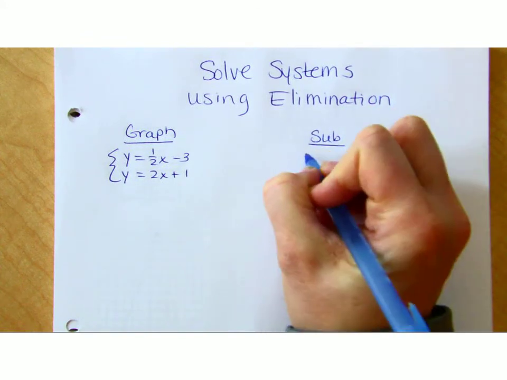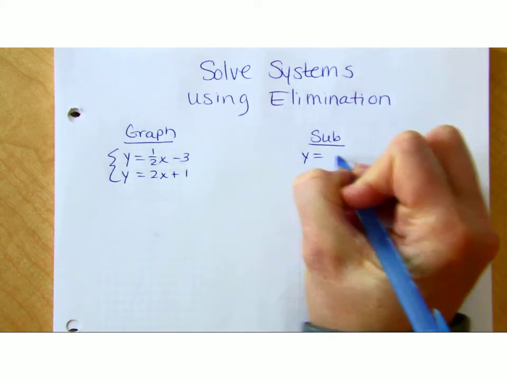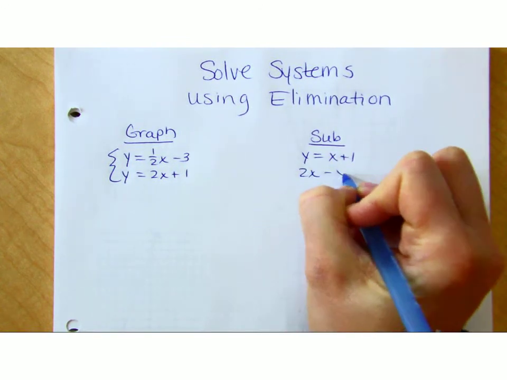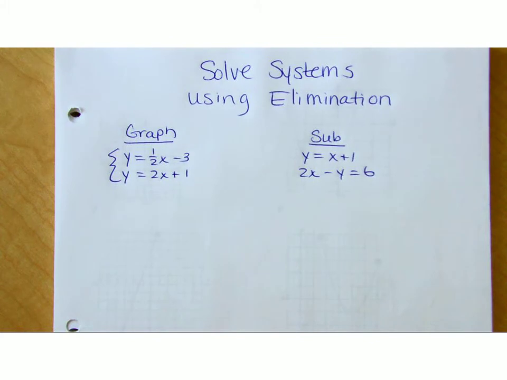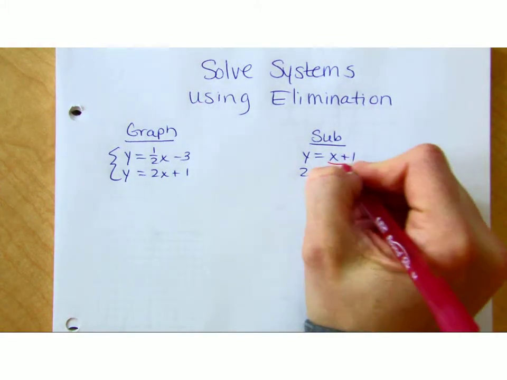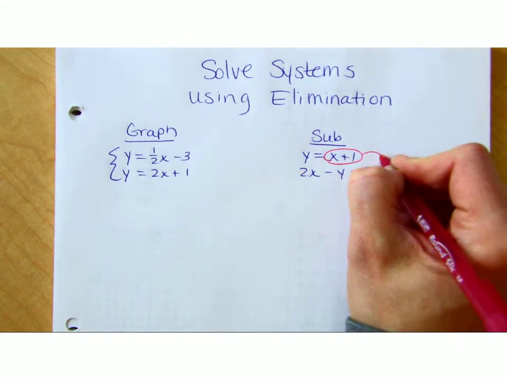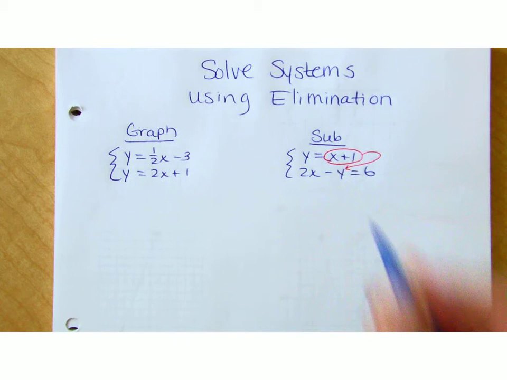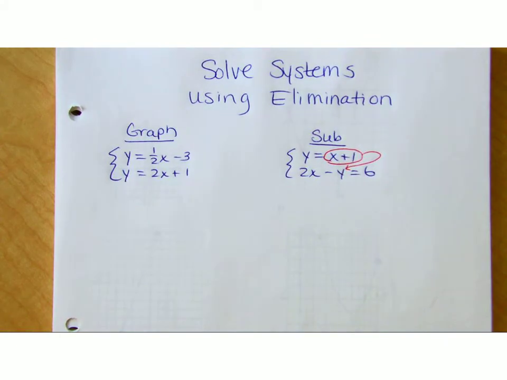Substitution would be maybe y is equal to x plus 1 and 2x minus y is equal to 6. This would be a good candidate for substitution because y is already solved for. You could put it there and then go from there, okay? So today we're going to use something called elimination, all right?